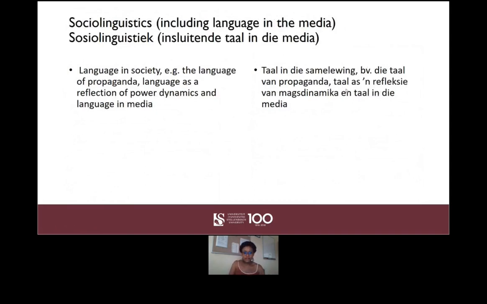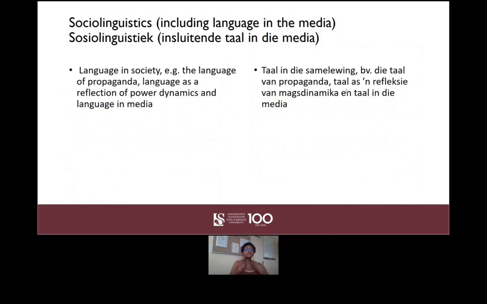Then we have sociolinguistics, and sociolinguistics looks at language in society. How do people actually use language? How does this agree or not agree with maybe the current language policies? How do language policies, for instance, accommodate everyone it's supposed to accommodate? These are sociolinguistic issues, right?